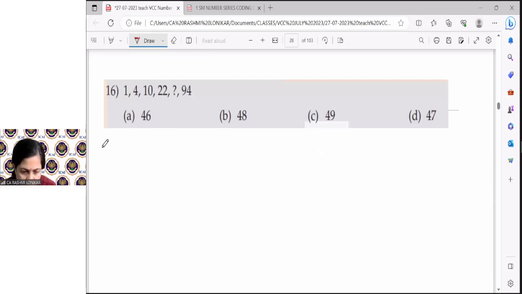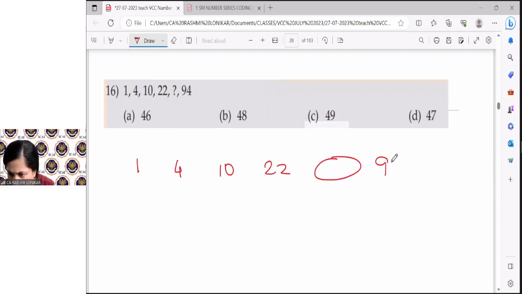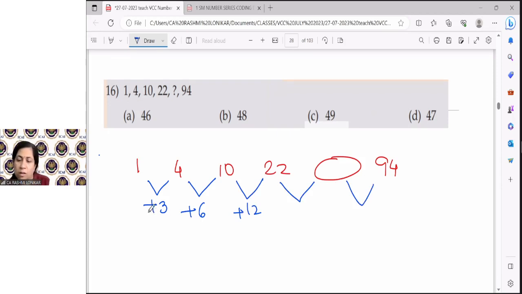Now the 16th sum. 1, 4, 10, 22, question mark, 94. 1 plus 3, 4 plus 6, 10 plus 12, 22 plus something, and then this plus something. Now plus 3, and you can see 3 into 2 is 6. Let me take another color.